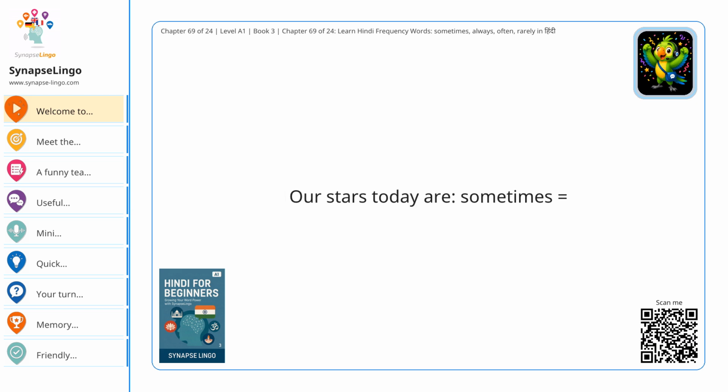Our stars today are sometimes equals, कभी कभी, always equals, हमेशा, often equals, अक्सर, and rarely equals, शायद ही कभी. Think of them as a scale. हमेशा is all the time. अक्सर is many times. कभी कभी is now and then, and शायद ही कभी is almost never. Yes, your brain just got a neat little shelf system.